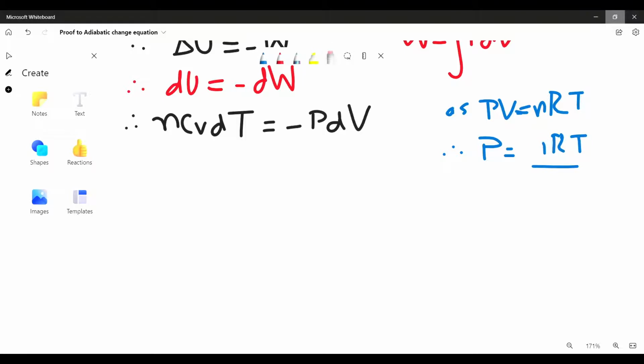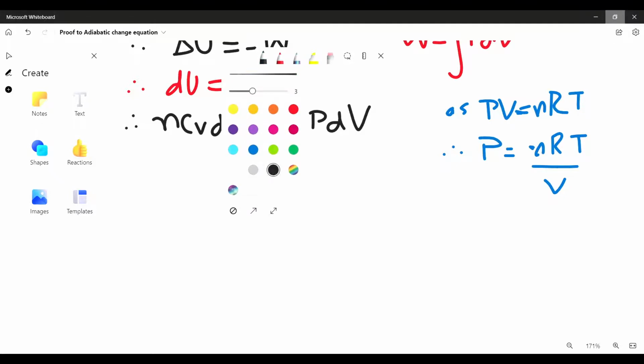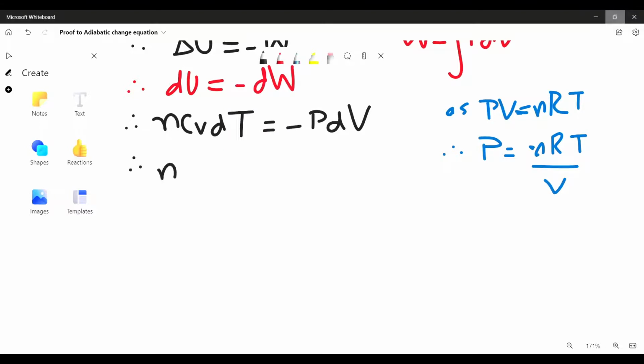We know that there's also the expression in pressure and temperature, but that can be derived from the other one. So nRT over V, and we can just use that here. So we get right here, and therefore nC_V dT is equal to minus nRT over V dV.